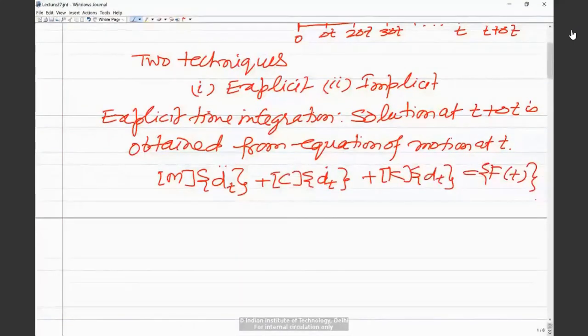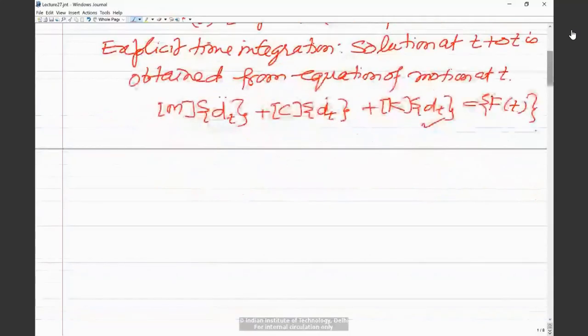So yeah, this is what we do. The main thing in explicit time integration is that the solution at t plus delta t is obtained from the equation of motion at t. And of course, d is a function of time, so d, d dot, and d double dot are considered at time t in the equation of motion. Now how do we do this? This is the equation of motion at t. Now we want to introduce d at t plus delta t. How do we do that? That is through d double dot and d dot, using this explicit technique.